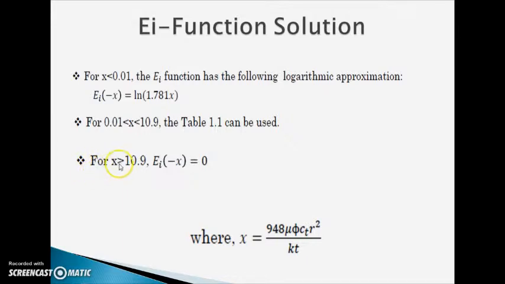Lastly, for X higher than 10.9, your EI of X is simply 0. You don't need to make it so hard. If your X is more than 10.9, it's simply 0.